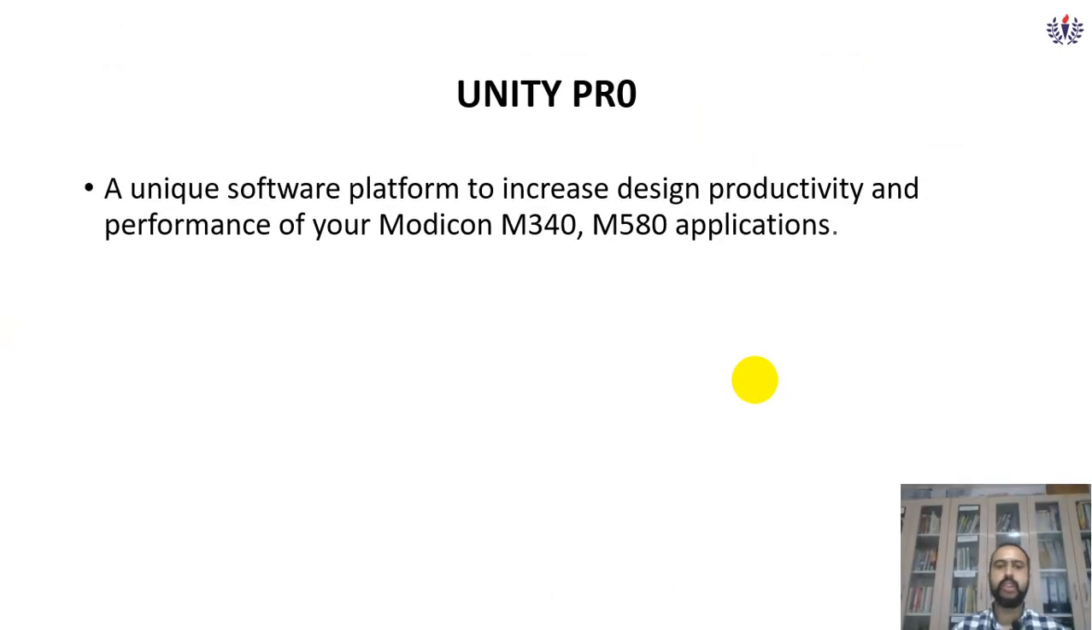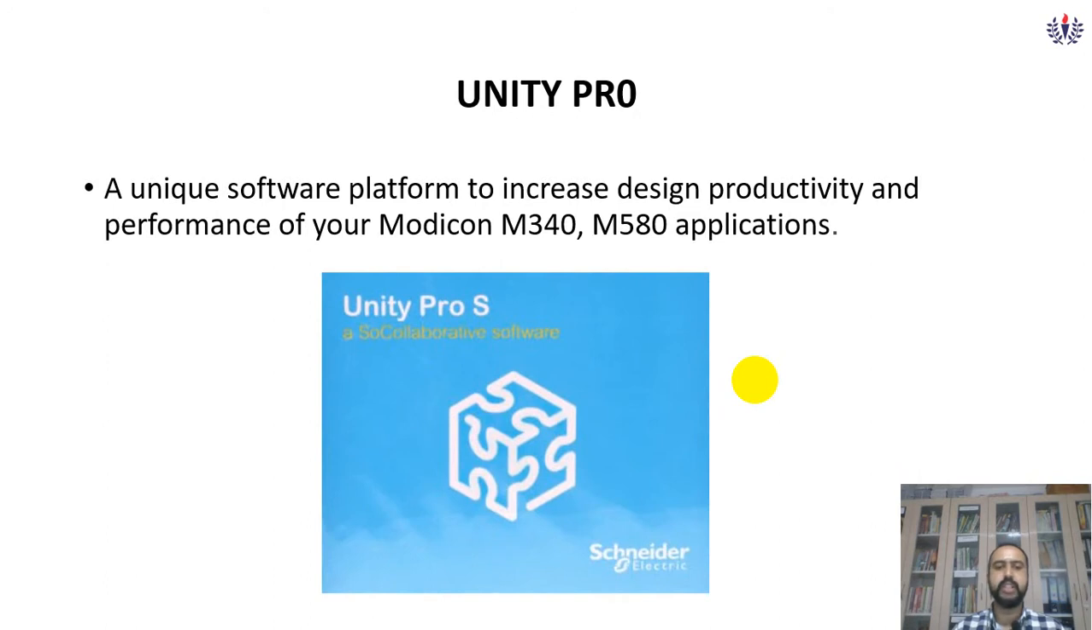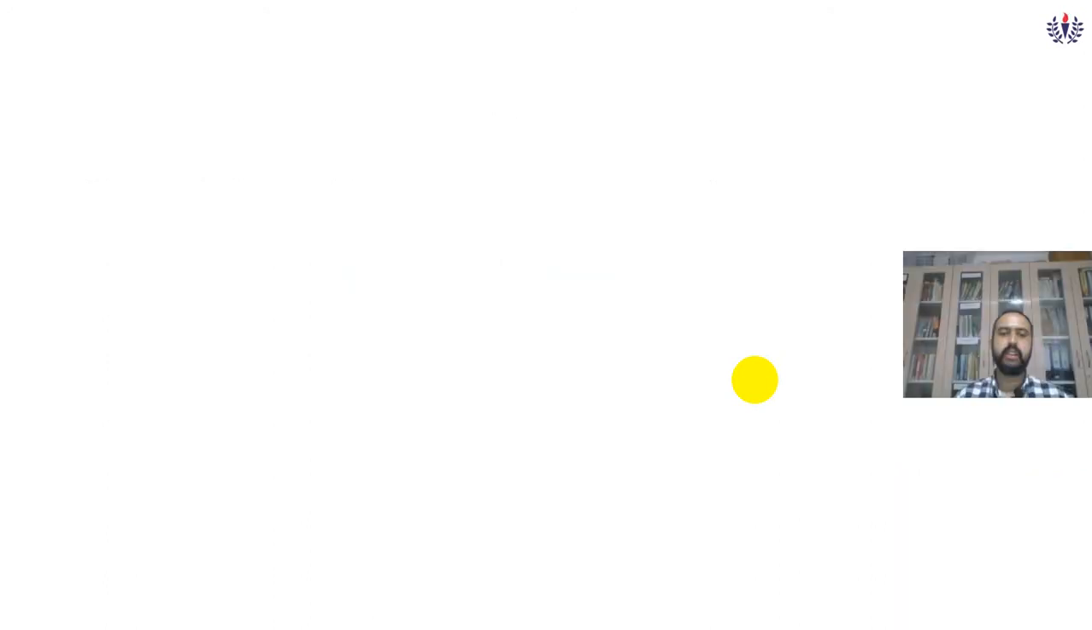First, we are going to discuss the Unity Pro software. In this lab, we are going to use the software known as Unity Pro. It is a unique software platform to increase the design productivity and performance of the Modicon 340 and 580 applications. So, this is the Unity Pro software.